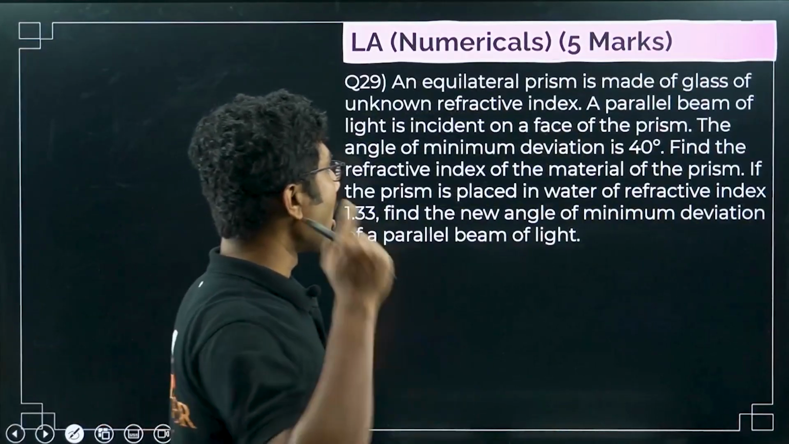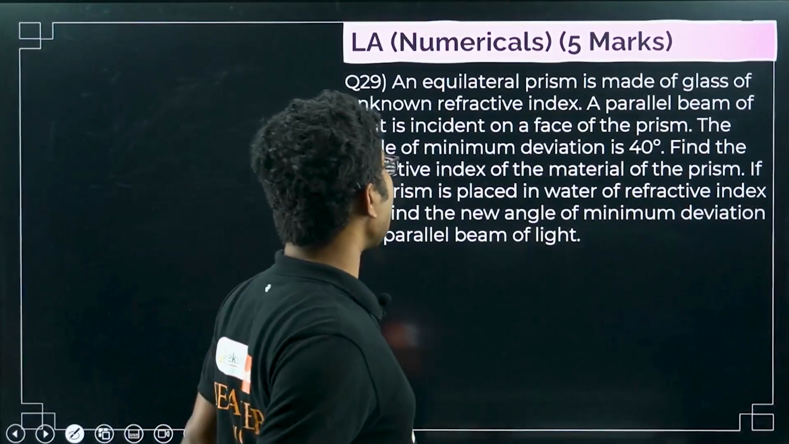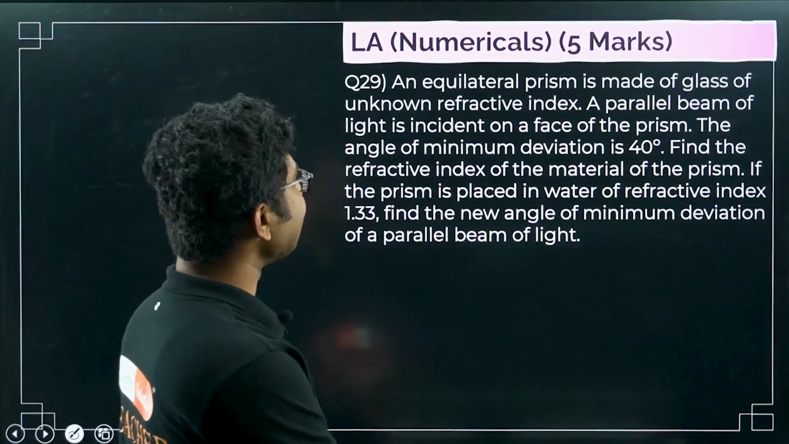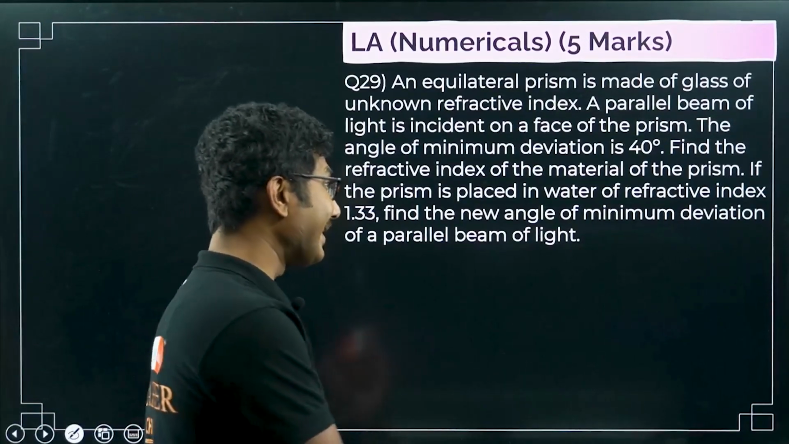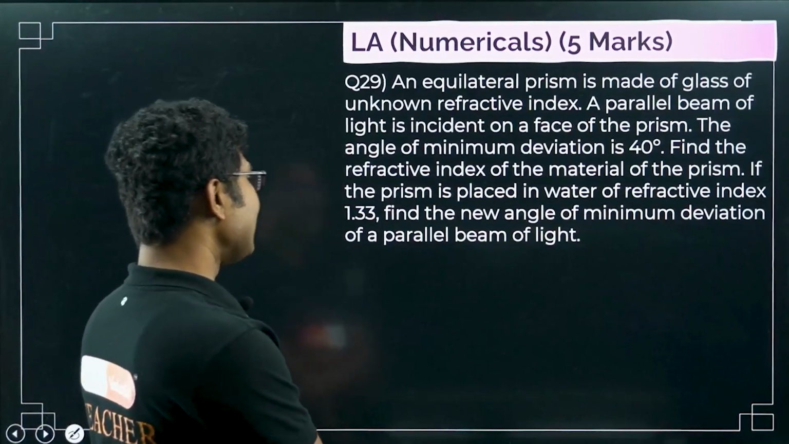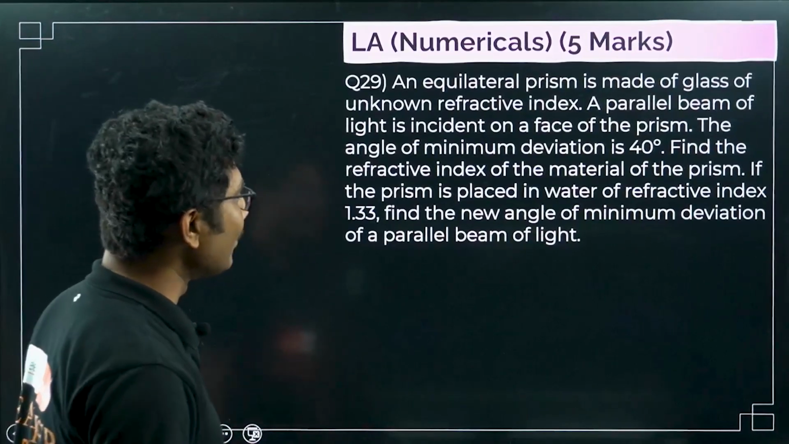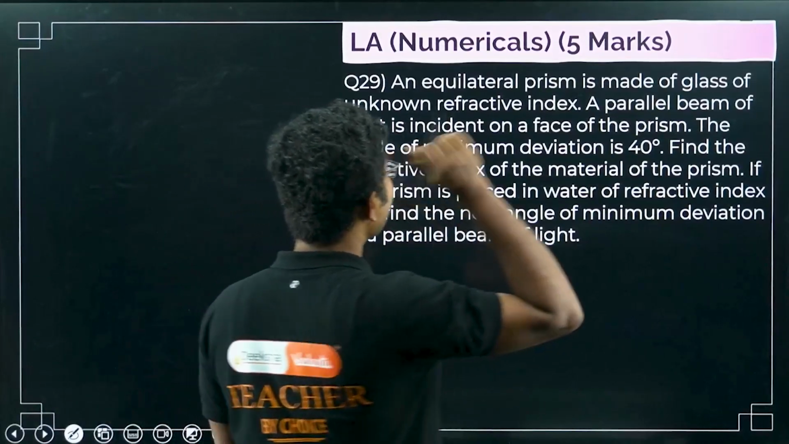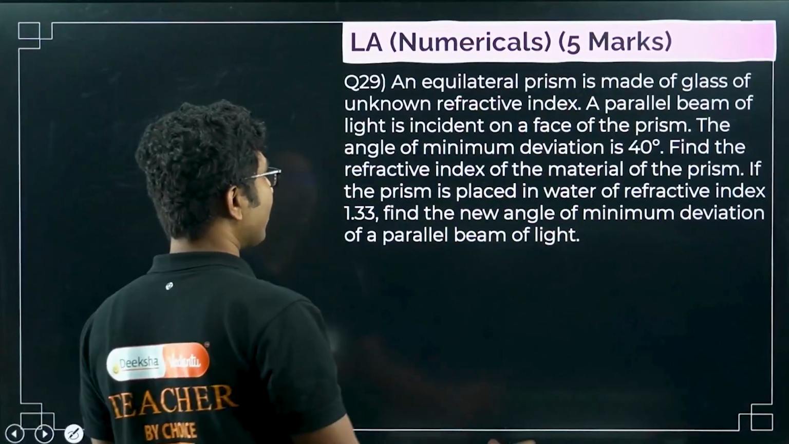Now let's solve two numericals. First numerical: an equilateral prism is made of glass of unknown refractive index. A parallel beam of light is incident on the face of the prism. The angle of minimum deviation is 40 degrees. Find the refractive index of the material of the prism. If the prism is placed in water of refractive index 1.33, find the new angle of minimum deviation of the parallel beam of light.